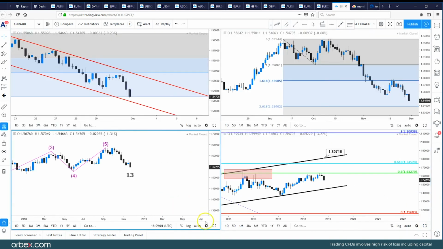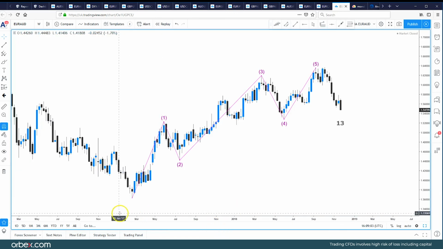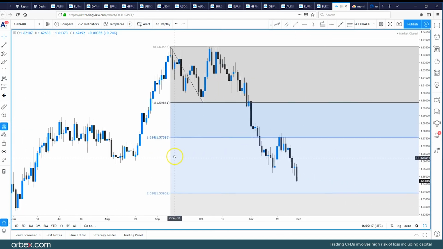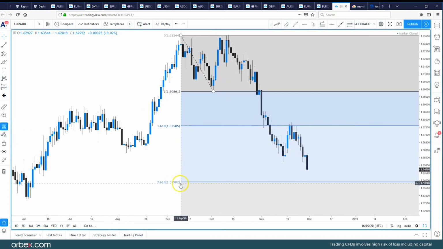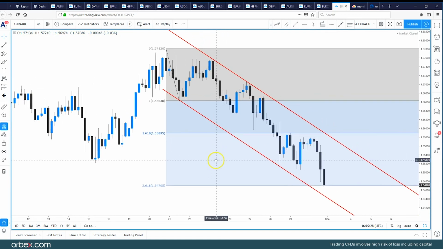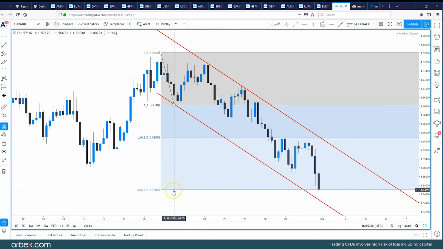If we go to the weekly chart, we can see a bullish 5-wave count to the upside. We've got a 13 count, a DeMark 13 count on the weekly chart, and that normally highlights that the trend is coming to an end. If we go to the daily chart, again we're close to a 261.8% extension level. That's at 153.90.